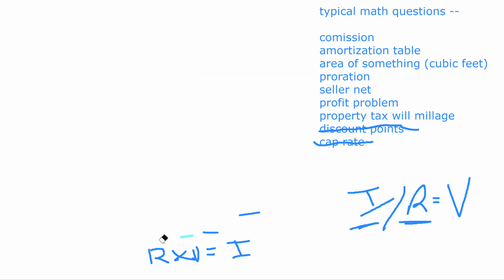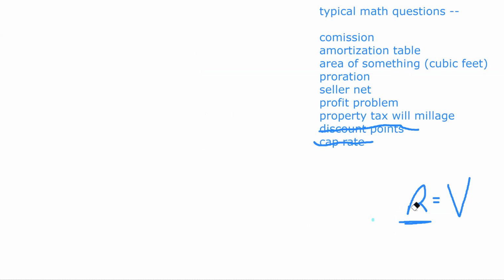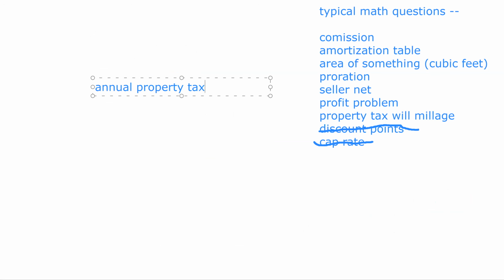Let's talk about property taxes with millage. Let me ask you this: how do I figure out my annual property taxes, also known as my ad valorem taxes? What is the formula that I use? That's going to be the assessed value multiplied by the tax rate.